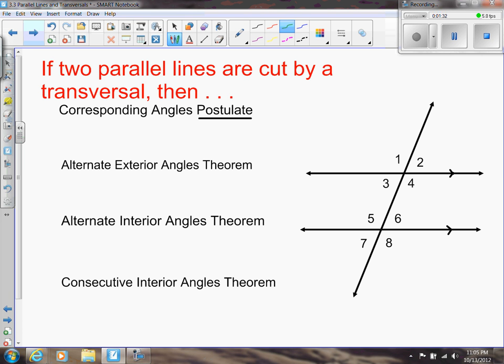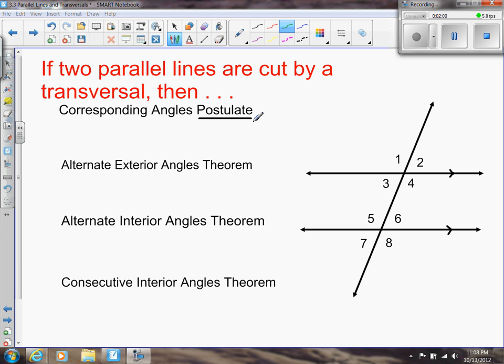Now, if two lines are parallel and cut by a transversal, then we come up with these: first is a postulate, then we have some theorems. So the corresponding angles postulate. A postulate is an accepted rule. The first one we're just going to have to accept. After that we can prove these. Later we will prove one of the other theorems.